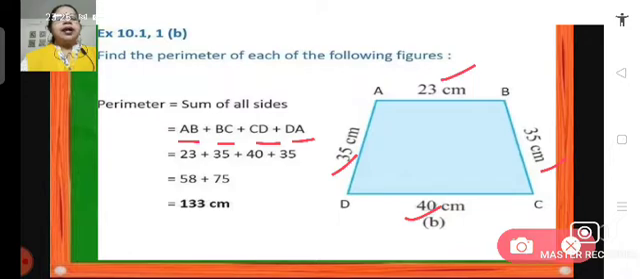So let us add the lengths of all these sides. What do we get? We get 133 centimeters as the perimeter of this figure.